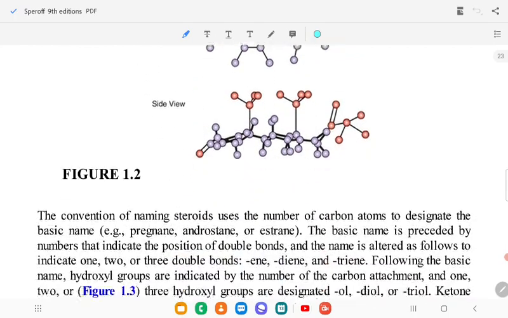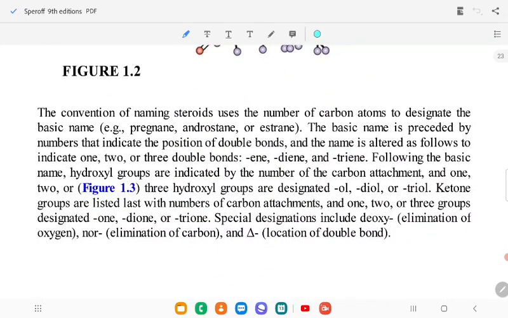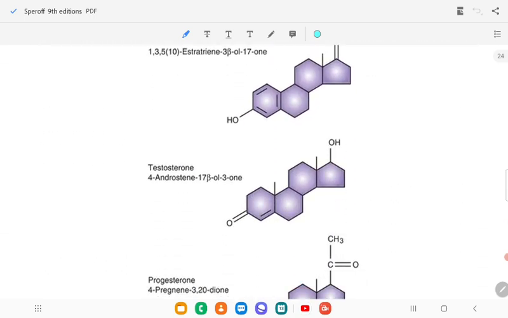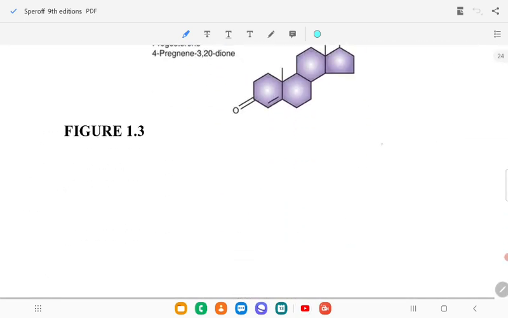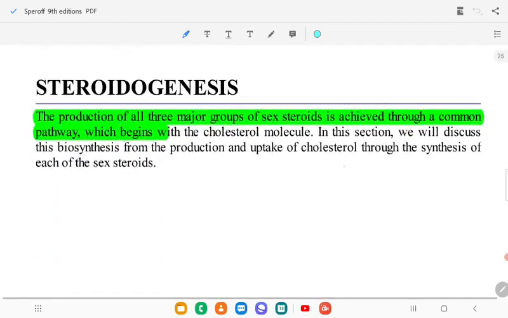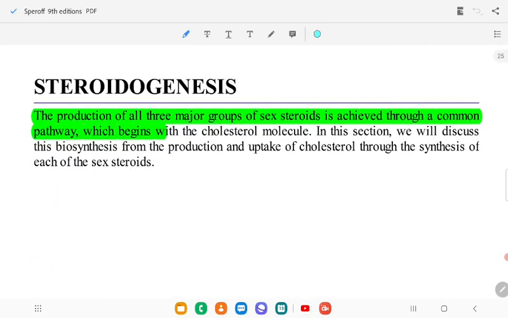Then the convention of naming steroids uses the number of carbon atoms to designate the basic name: pregnane, androstane, estrane. The basic name is preceded by a number to indicate the position of the double bond. So these are the things. This is testosterone, estrone. This is progesterone.